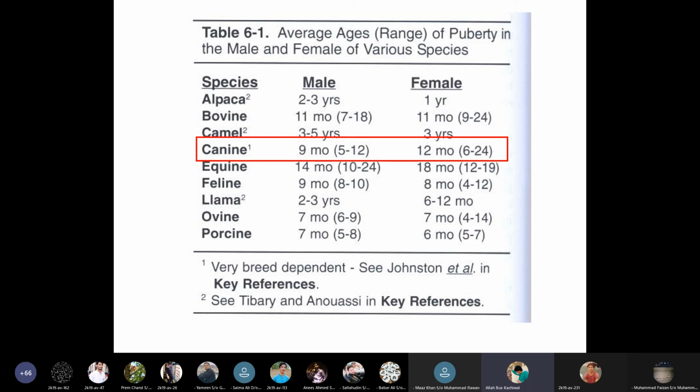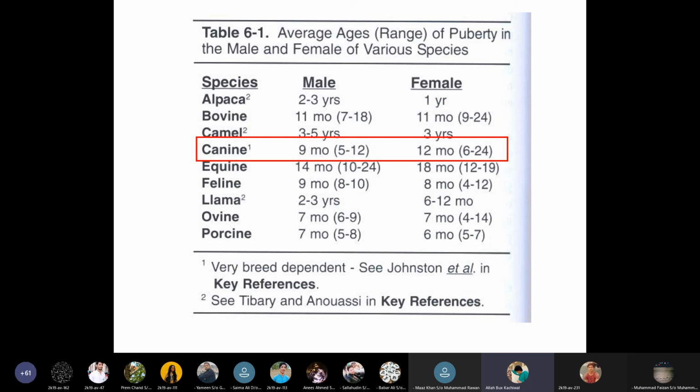Canine has 9 months. Mostly it averages from 5 to 12 months, and 12 months for the female, that may be 6 to 24 months average. So equine may take 14 months, 10 to 24 months in a male, whereas 18 months, that might have 12 to 19 months for a female.